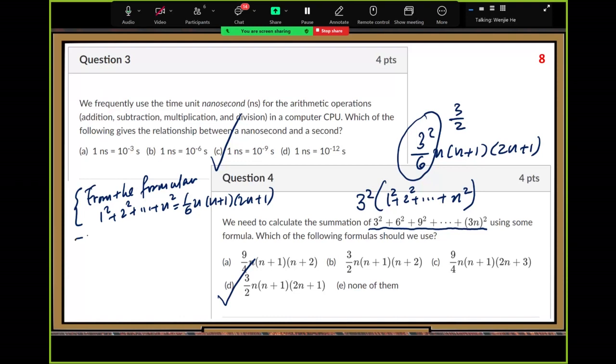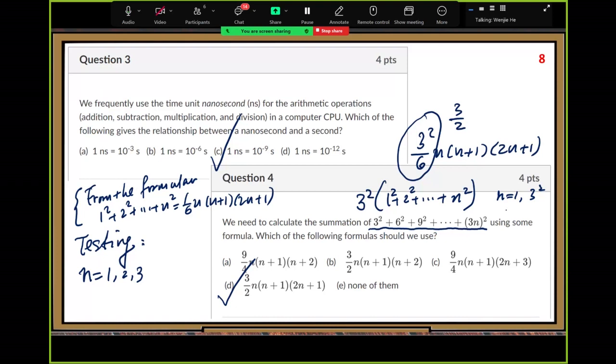Second method, second way, testing. Plug in a few relatively small n numbers. Let's say n equals 1, 2, 3, if necessary, if it's enough to see the difference. So when n equals 1, this one gives you 3 square. You look at which option gives you 3 square.